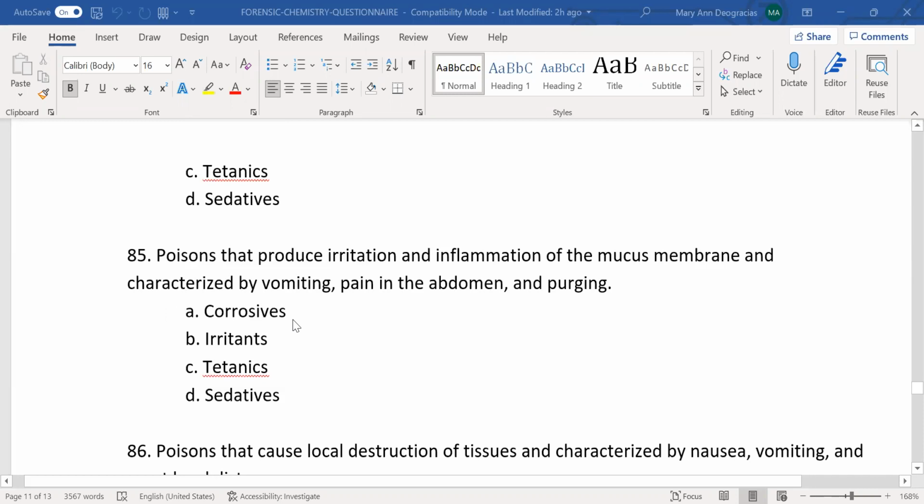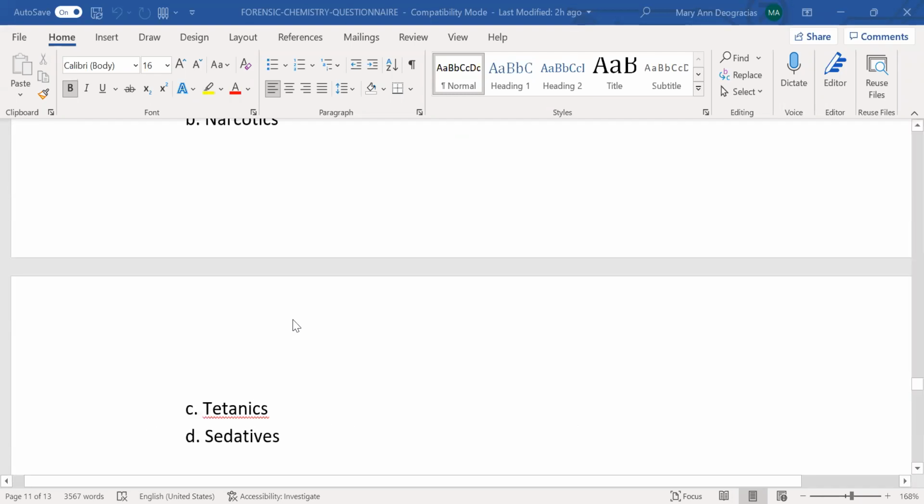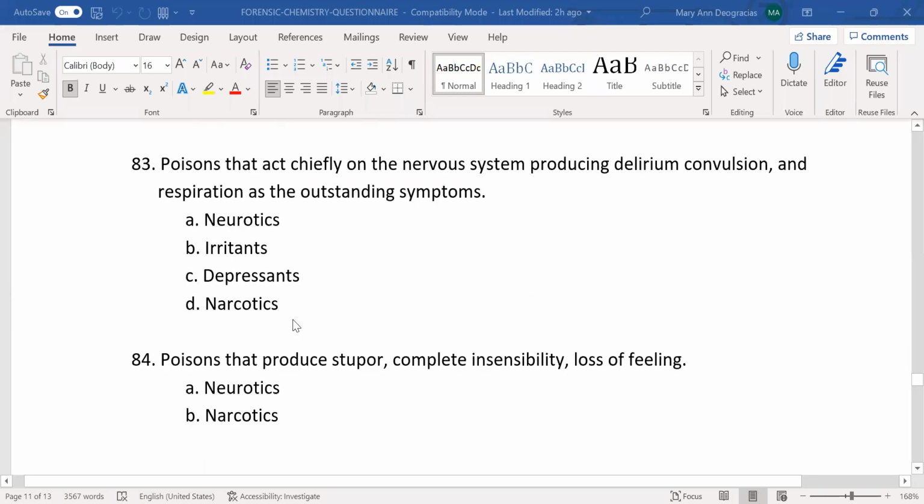Poisons that produce irritation and inflammation of the mucous membrane and characterized by vomiting, pain in the abdomen, and purging. 83. Ano yung sagot sa 83? Nervous system, neurotics. A. Alpha.